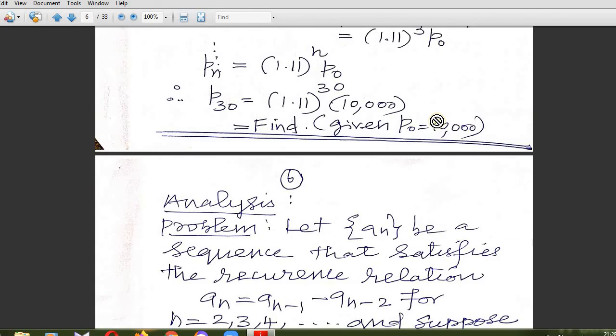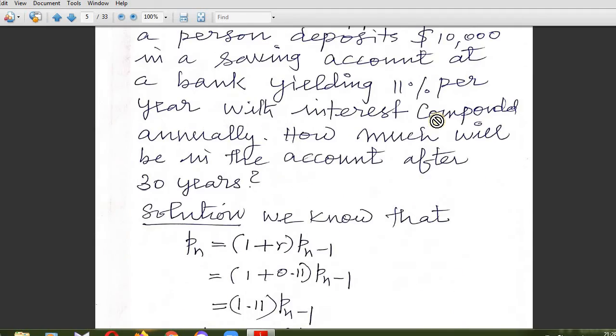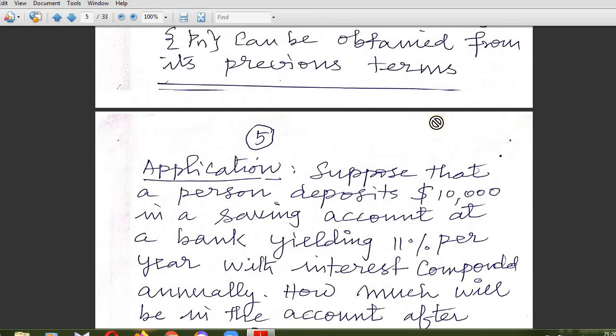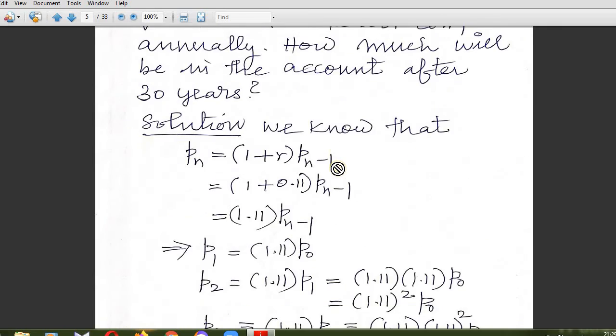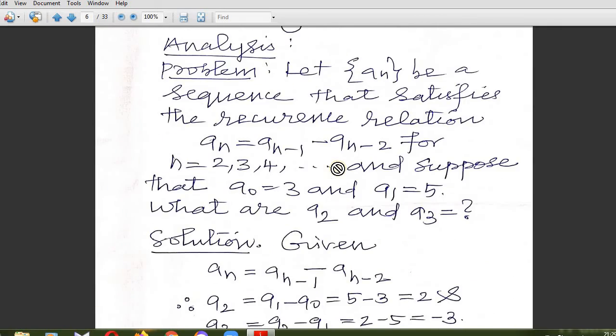So this way we can solve the compound interest problem by using a recurrence formula. By using this recurrence formula, it is possible to do that.